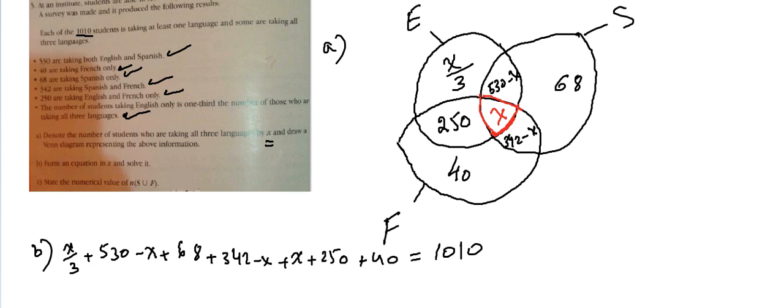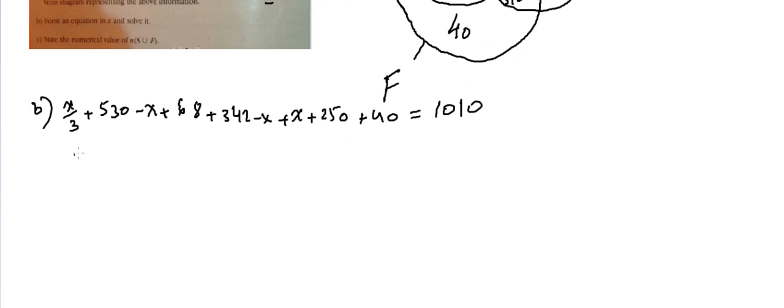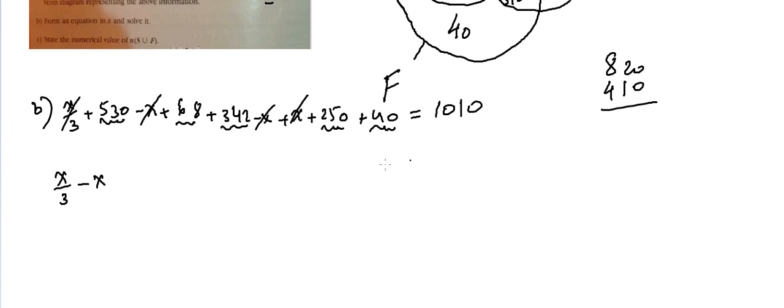Okay, let's solve it. This is simple to solve, right? It's one equation with one unknown. We have here minus X, and here we have plus X. So what is left is X over 3 and minus X over here. Let's first add all these. 530 plus 250 is 780. 780 plus 40 is 820. Okay, we finished this and this and this. We still have this one and this one. 342 and 68 is 410.